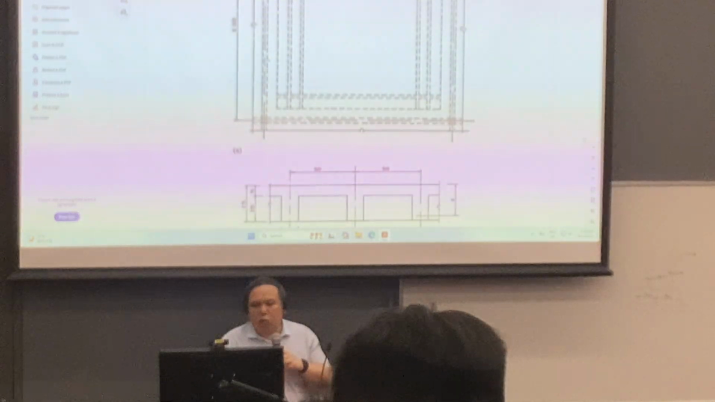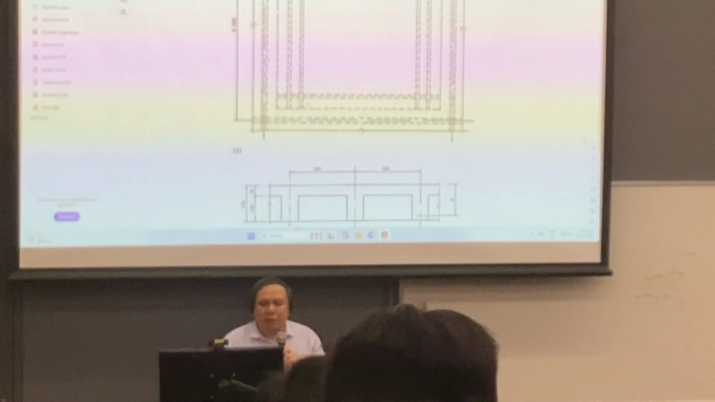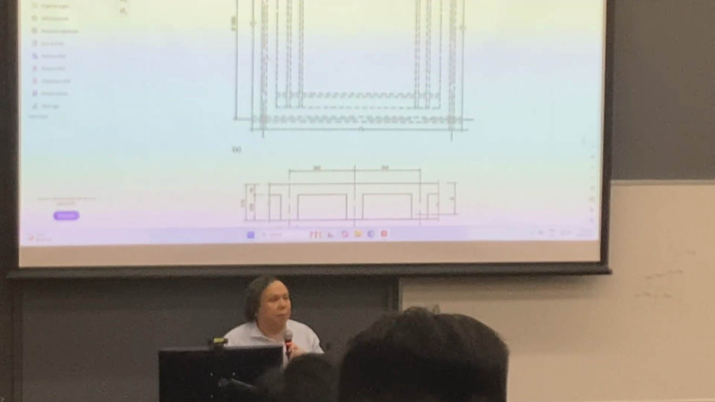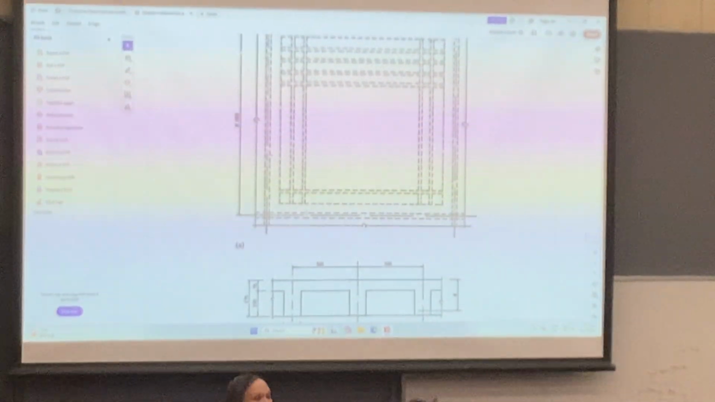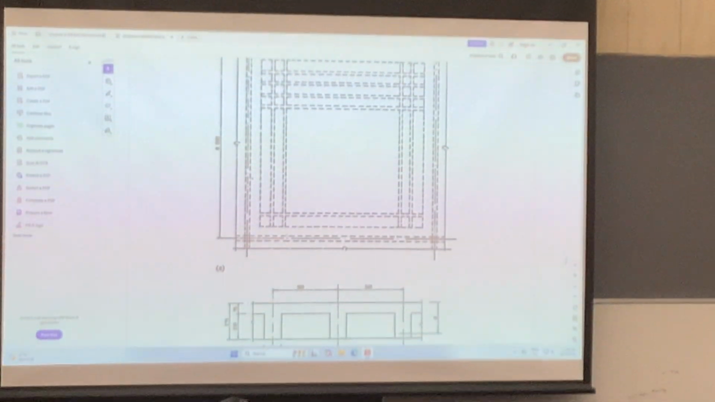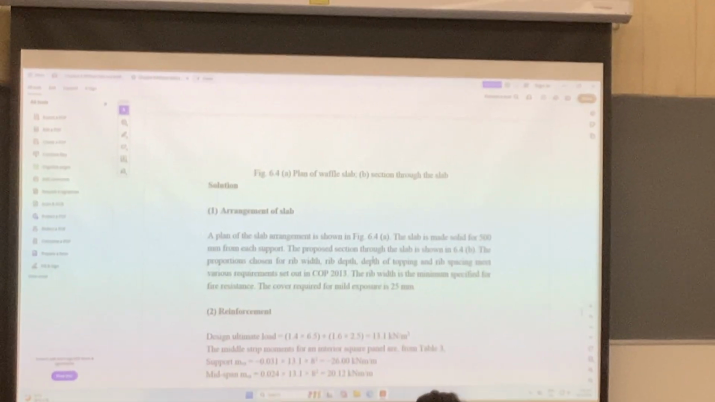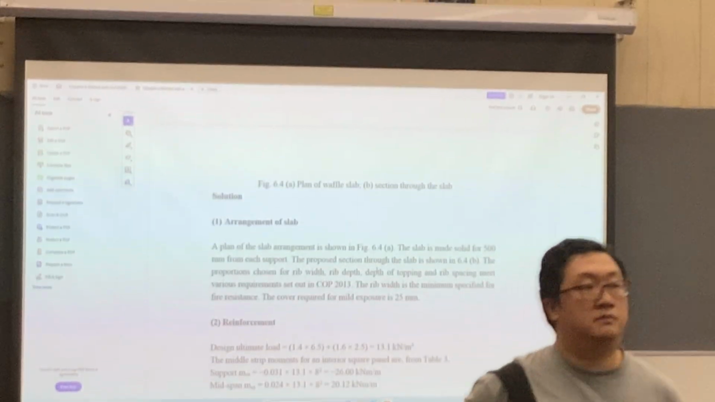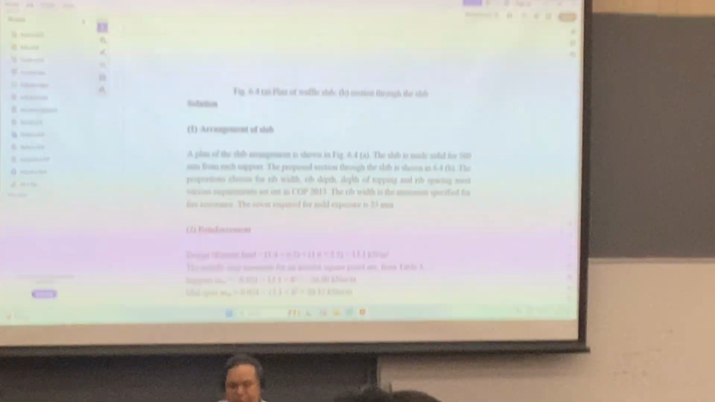The width in the middle is all 120 mm. When it gets near the end, where the beam supports it, the width widens back to 500. Why? Because usually near the end the shear is larger, or the moment is larger, so we widen it. So for the arrangement of the slab, you can see that we have an arrangement like that, and the cover, the phi, is equal to 25 mm.